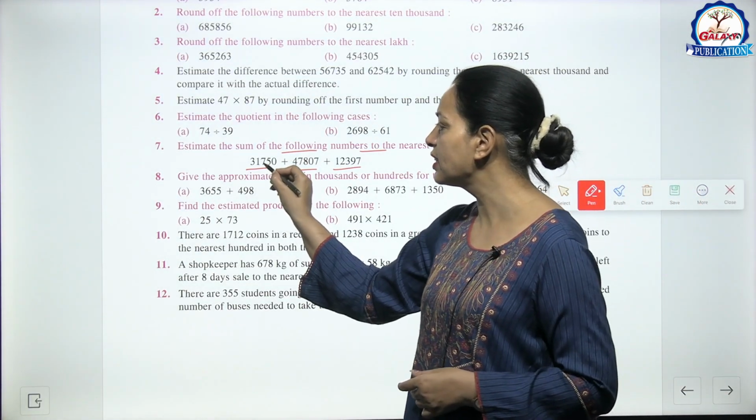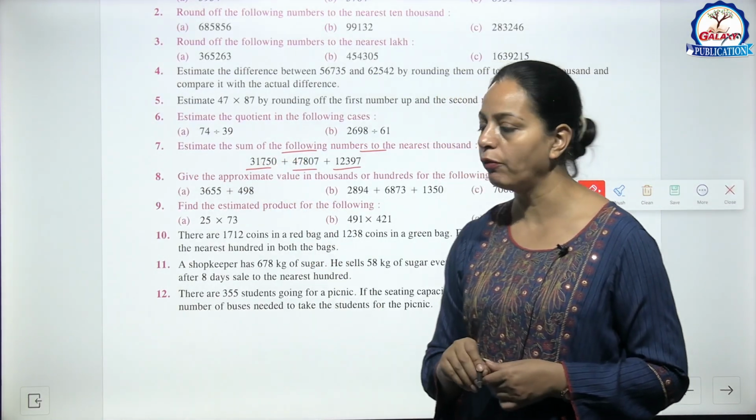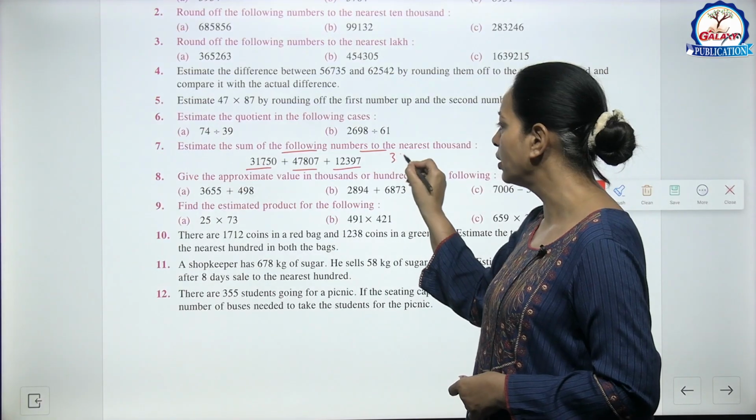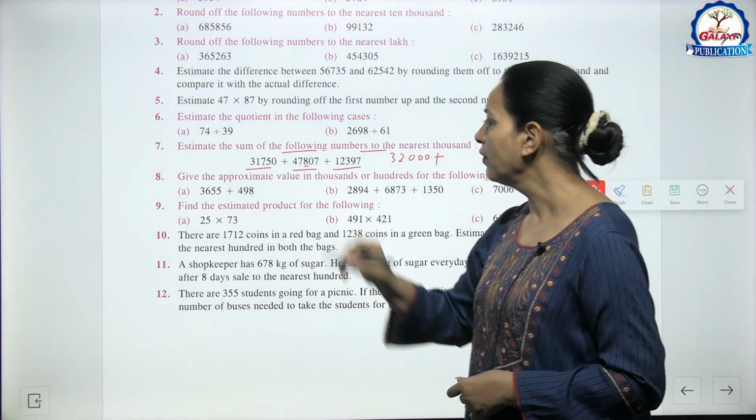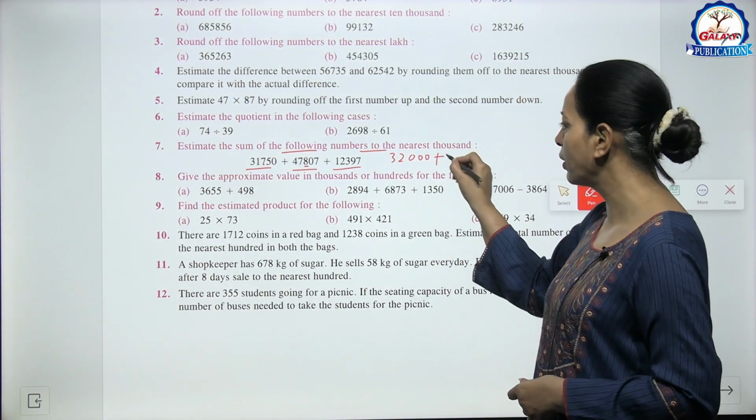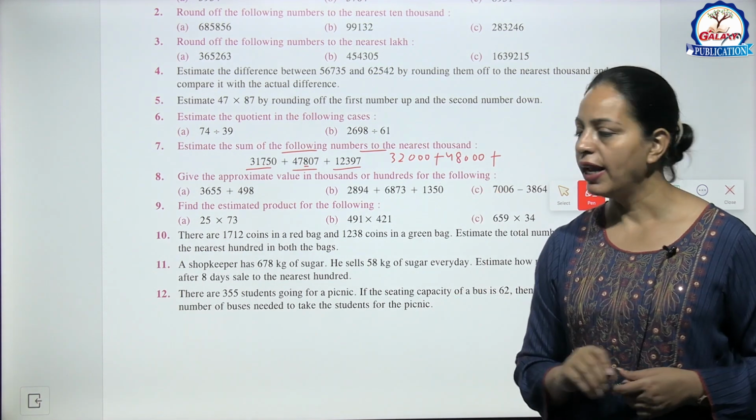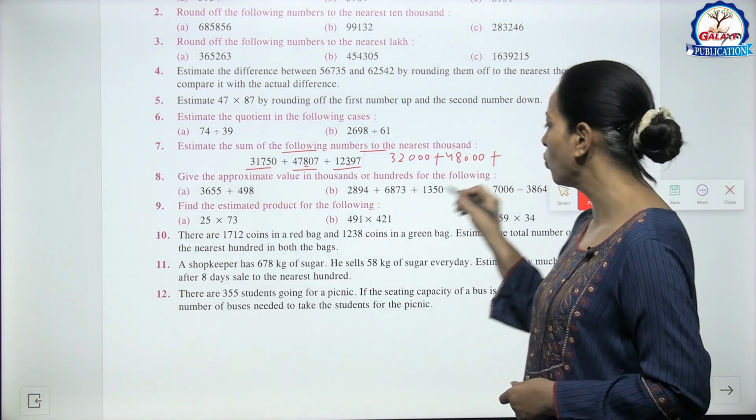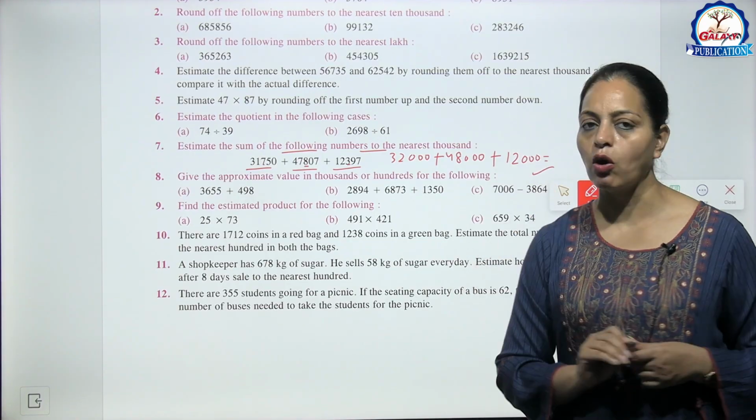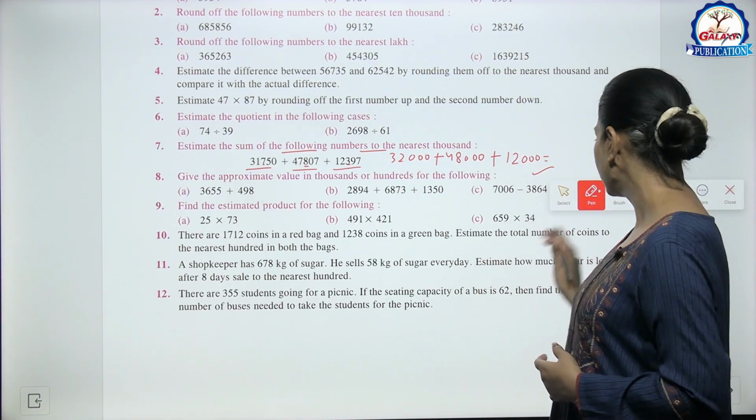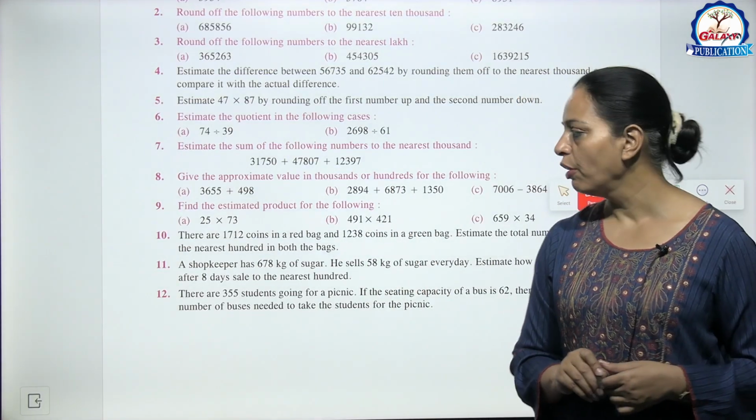So here this is 7. So it means increase this digit by 1. So this becomes 32,000 plus. And here this is 8. So this becomes 48,000 plus. And here this is 3. So there is no change. Plus 12,000. You can add all these, you will get the answer, right? Similarly, you can try 8th and 9th question, right?